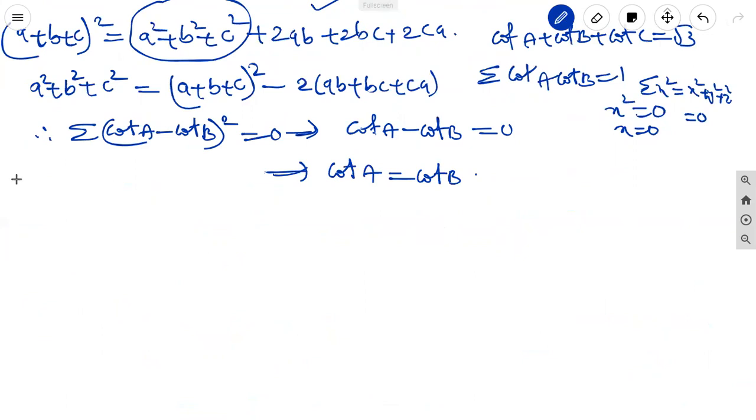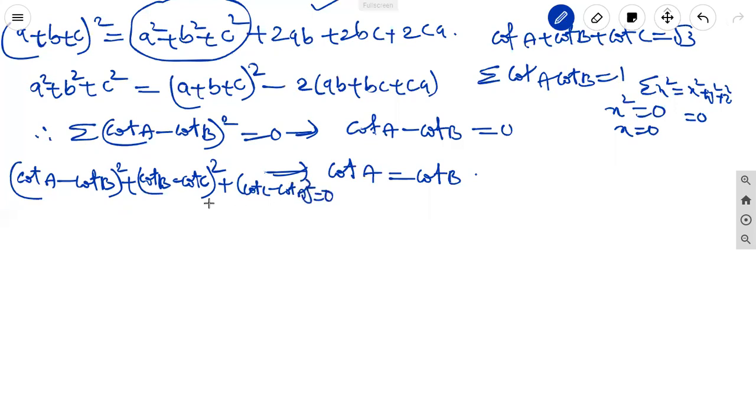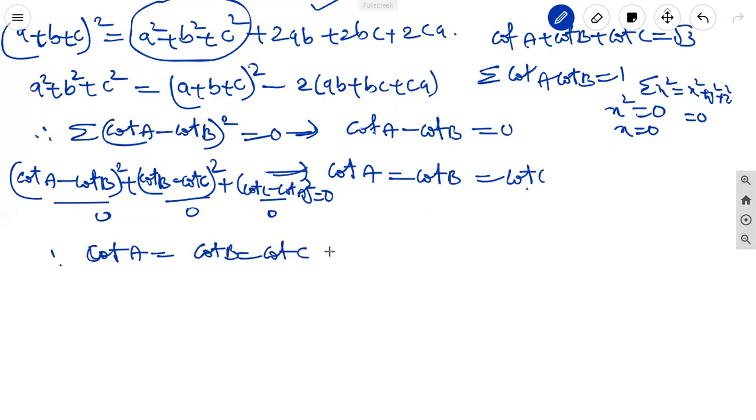Similarly, this is nothing but (cot A minus cot B) whole square plus (cot B minus cot C) whole square plus (cot C minus cot A) whole square equal to 0. When it should be 0, all the terms should be 0. So from this, we are getting cot B equal to cot C. From the last term, we are getting cot C equal to cot A. Therefore, cot A equal to cot B equal to cot C.